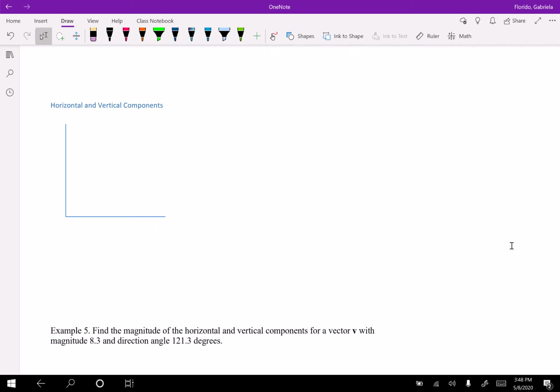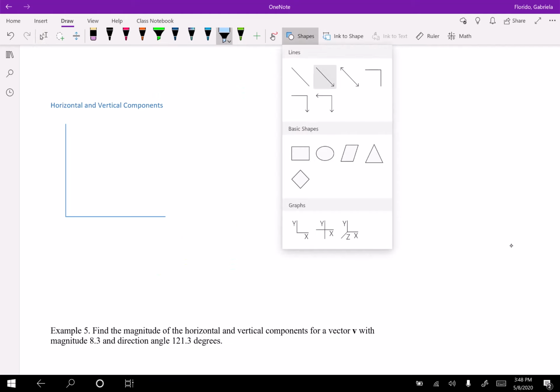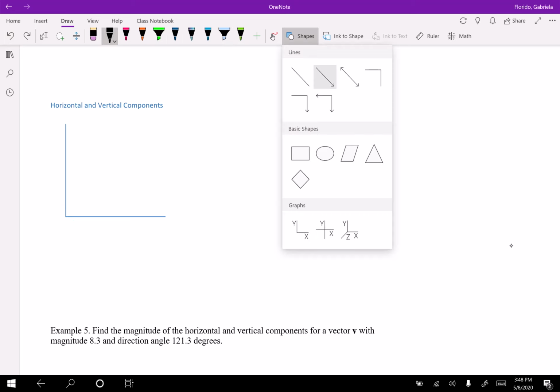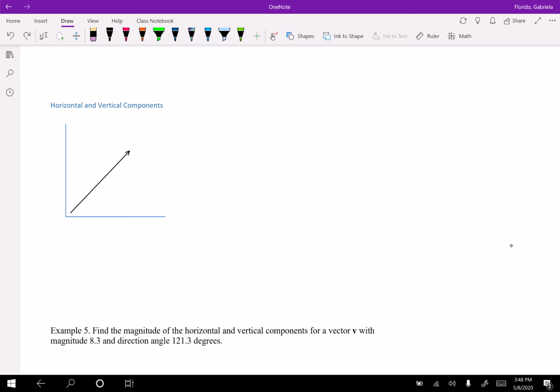Every single vector is going to have a horizontal and vertical component. And this is going to be extremely useful when you get to physics and you're doing Newton's law. So again, every single vector is going to have two different components, a horizontal and a vertical component. Let me just draw a vector really quickly here. The initial point is always at the origin. So here is this vector.